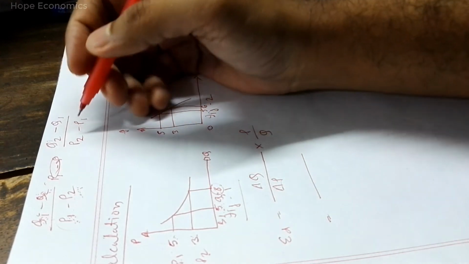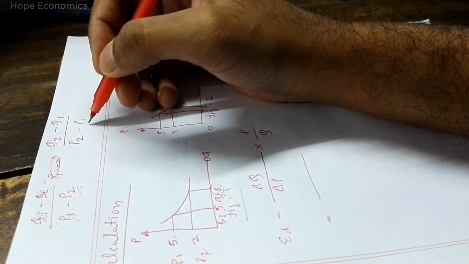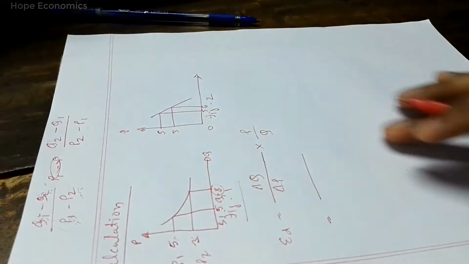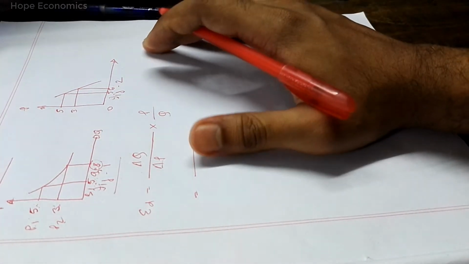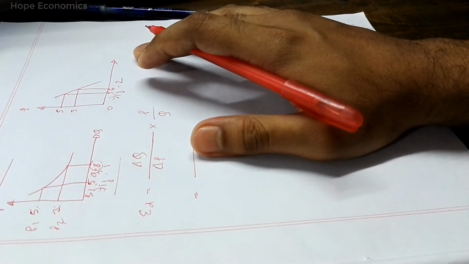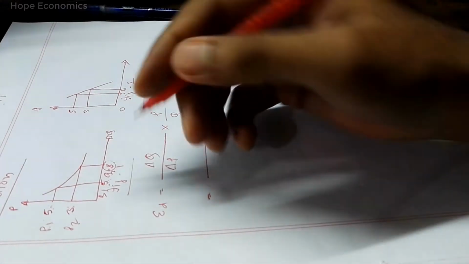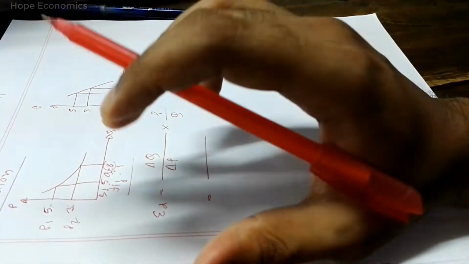Like you can't use Q2 minus Q1 above and P1 minus P2 below. You must use P2 minus P1. If you use that type of thing, your result won't be as expected, or won't be correct. So in this case, let's assume we're considering P1 and Q1 in the first position.